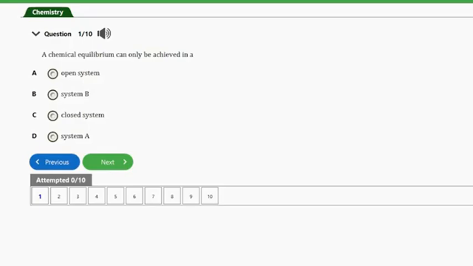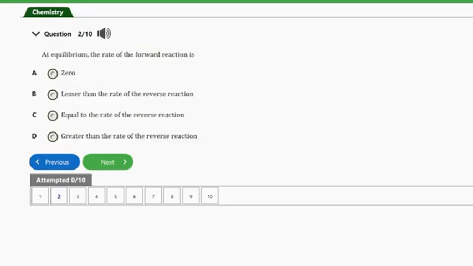It says, a chemical equilibrium can only be achieved in A, open system, B, system B, C, closed system, D, system A. So guys, the answer to this question is a closed system. You can only achieve chemical equilibrium in a closed system. That is a system that cannot exchange substances with the surroundings. So nothing enters and nothing leaves the system. So let's consider the next question.